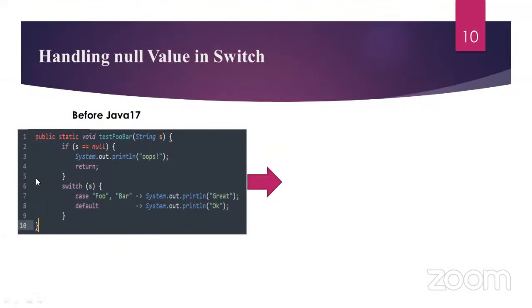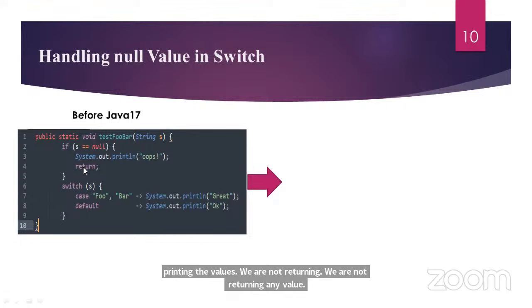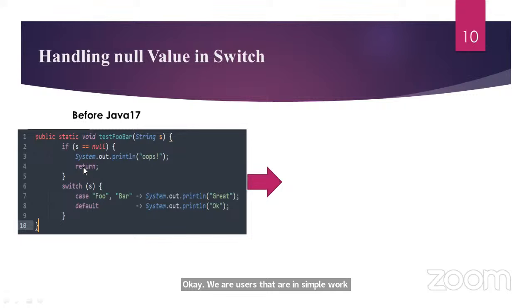Observe carefully. Even though the method is void here, we are printing the values. We are not returning any value. We are using the simple word return, and control will get out from this method. That's all.